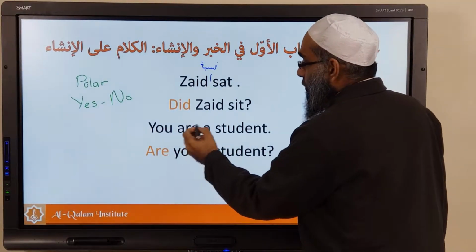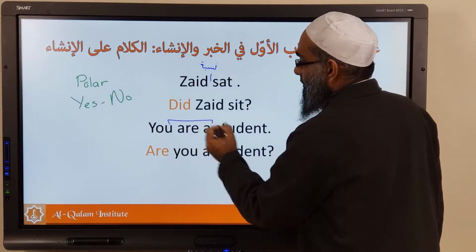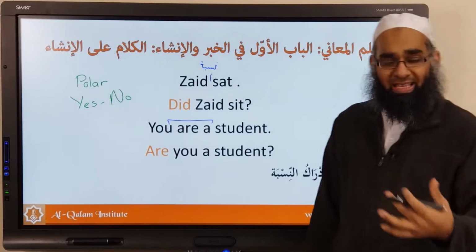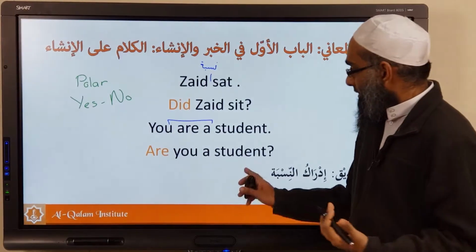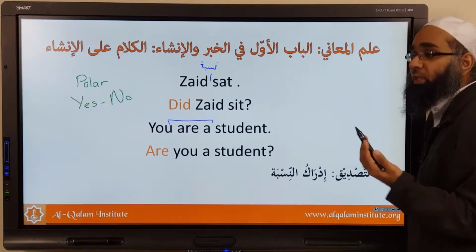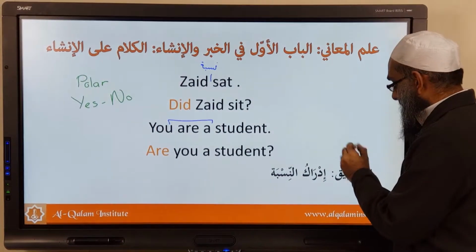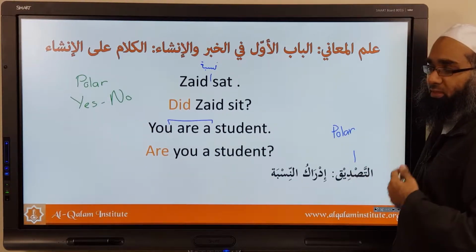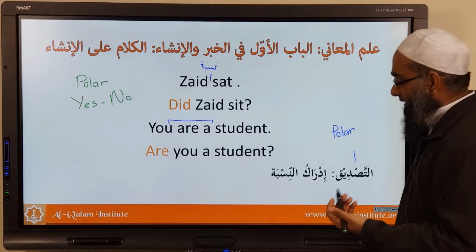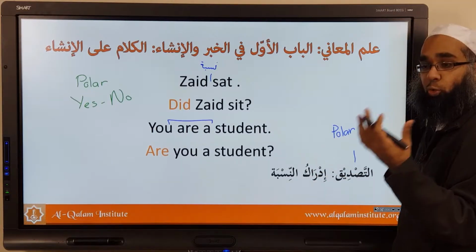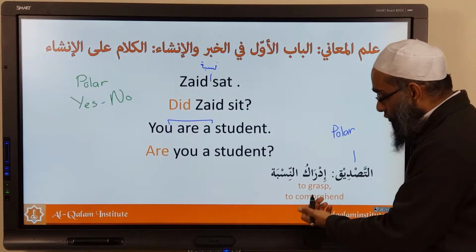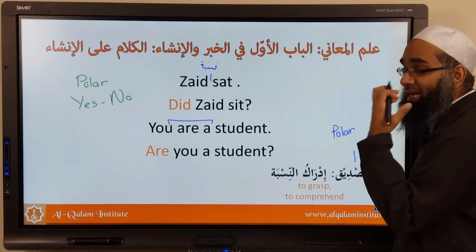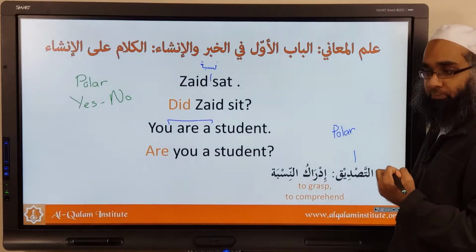Same thing here. You are a student. So you and student, what is there between a nisbah? We want to clarify, is that nisbah correct or incorrect? Okay? And this is what you call tasdeeq. Basically, a polar question is called what? Tasdeeq. Saddaqa yusaddiqu tasdeeqan. In Balagah perspective, it means what? Idrakun nisbah. To understand or to grasp or to comprehend the link between two things.